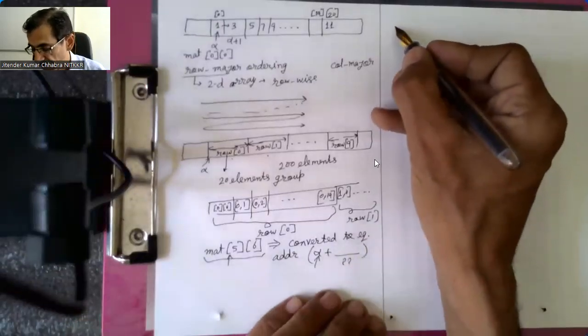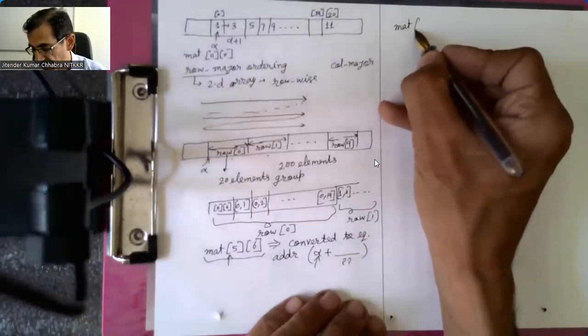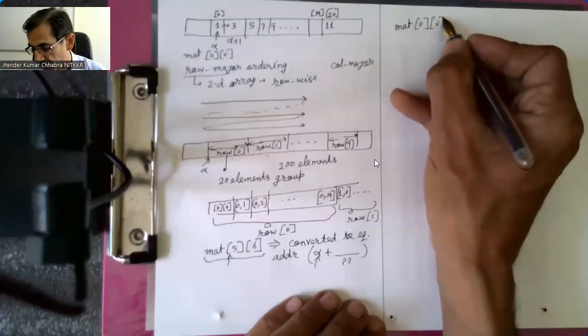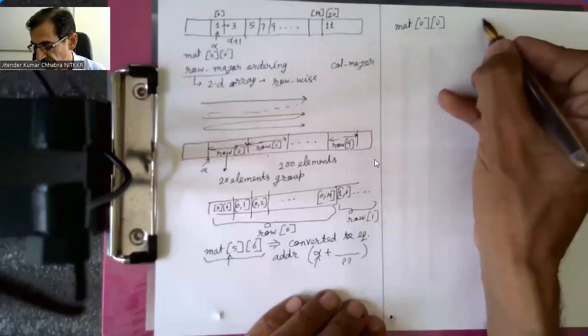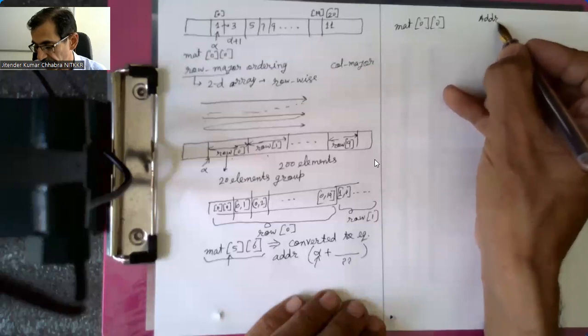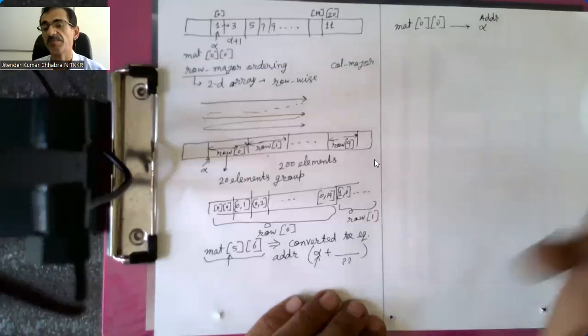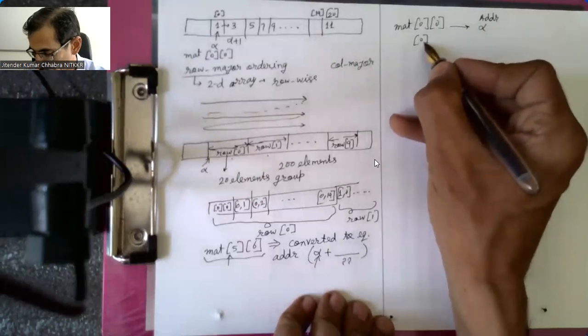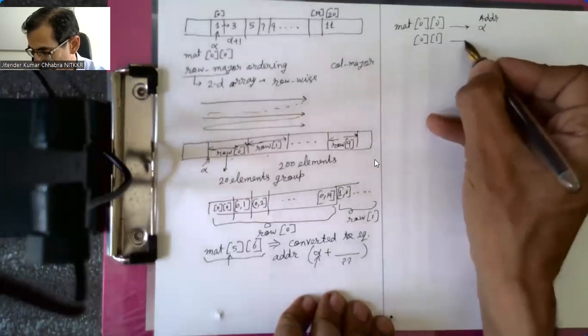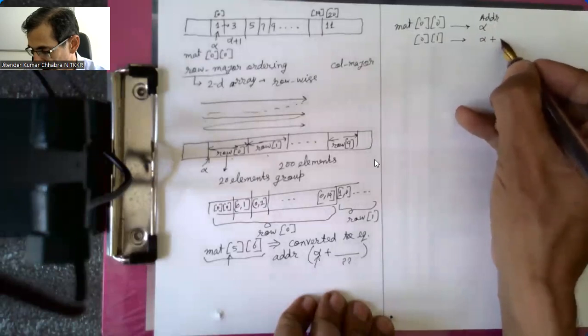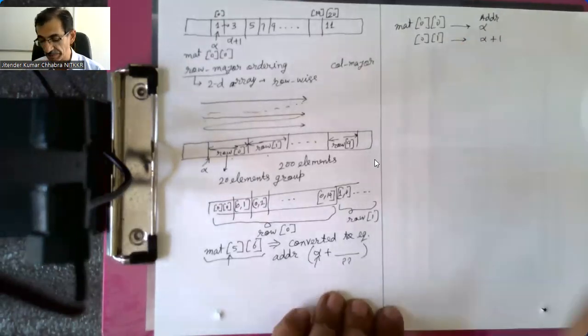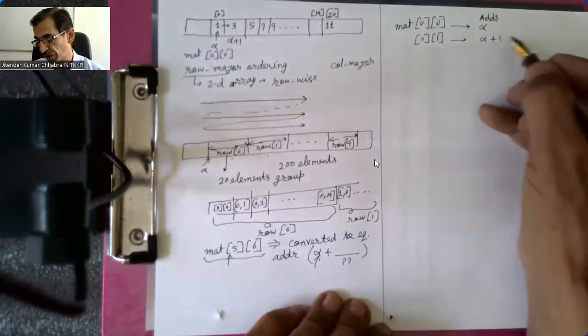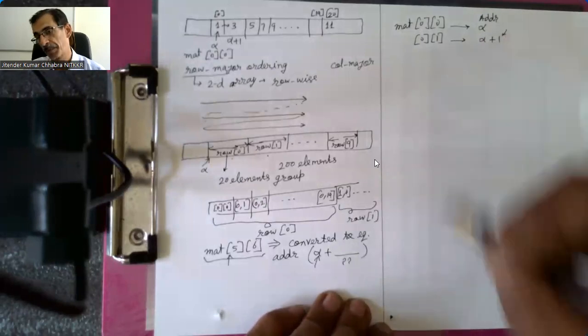For example, if I say I have element mat00, this address is guaranteedly fixed, alpha. Of course. Then, what about mat01? Row major ordering means it will be alpha plus 1. I'm saying element, whatever type of element. So an address plus 1 also means plus 1 element.